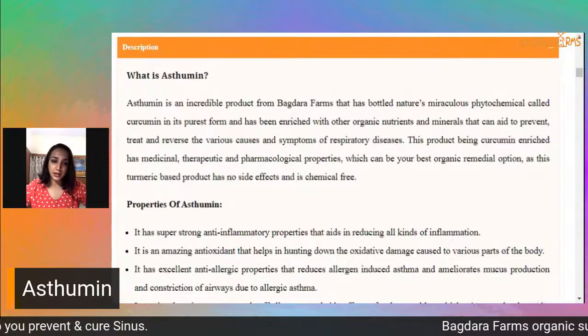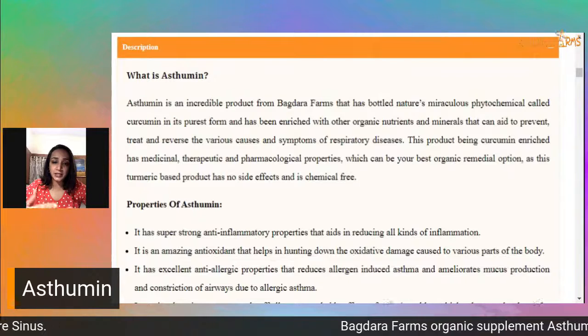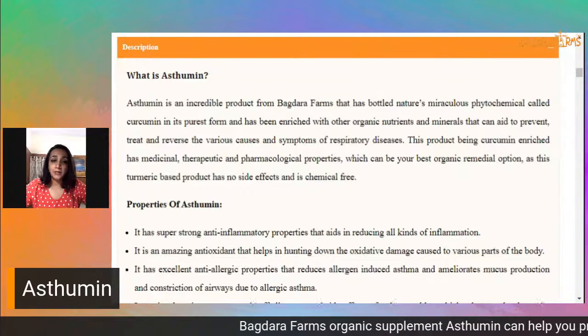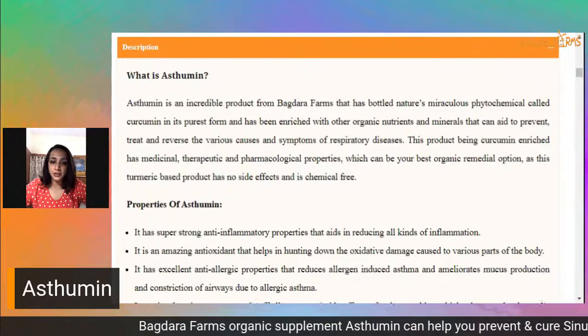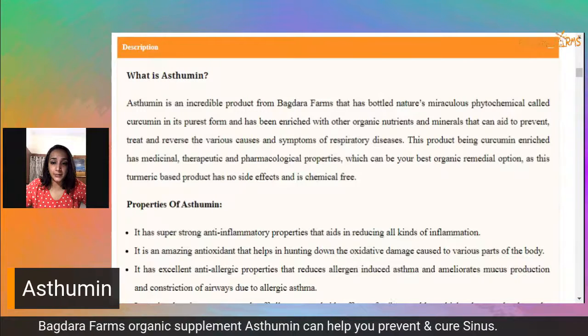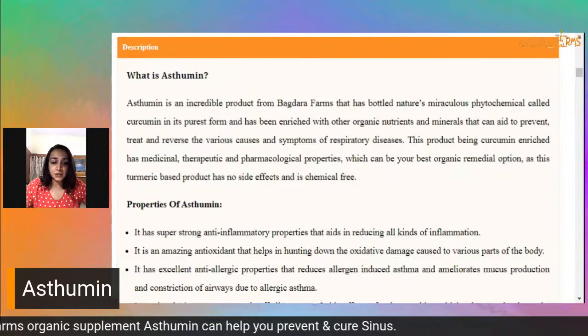So if it's any kind of fungal infection, like mold, which causes breathing problems in people, and if that is the cause of your sinus infections, then the antifungal property also helps. Most importantly, sinus usually targets those people whose immunity is low. That means if you're getting constant cold, cold and cough again and again, that can be one of the reasons that you have this problem.